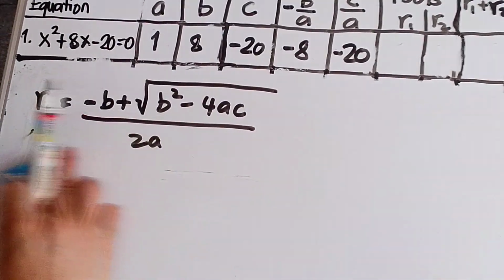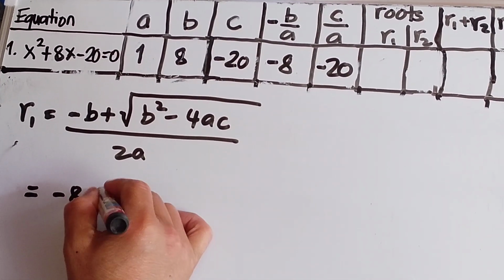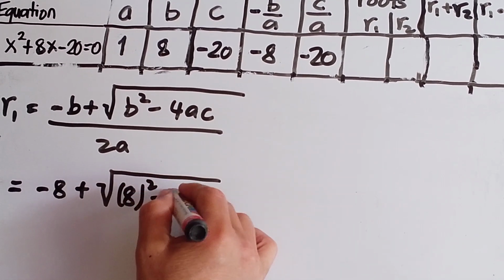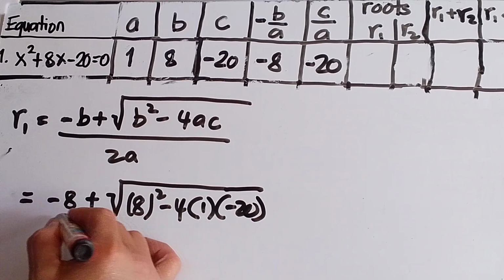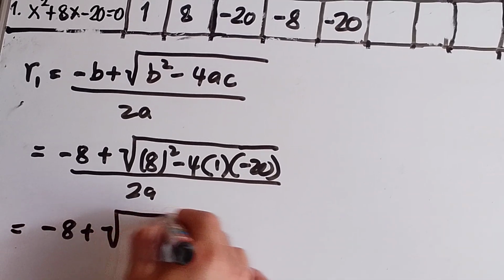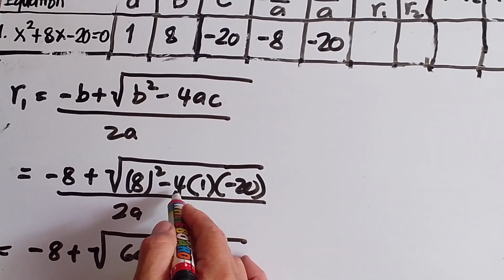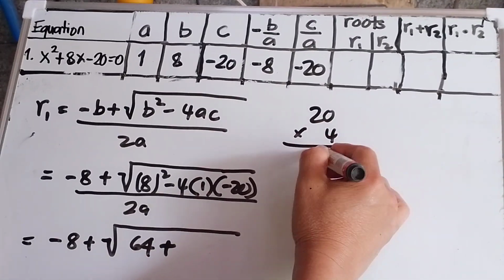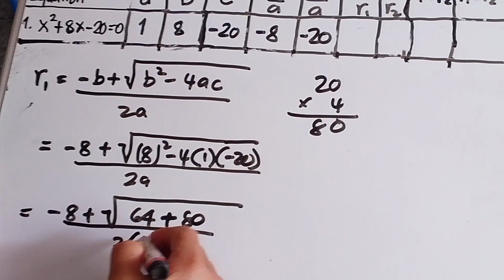So let us solve R1. Negative b is negative 8 plus square root of b squared, 8 squared, minus 4 times 1 times c, minus 20, all over 2a. So this is negative 8 plus square root of 64. Negative times negative, that will be positive. So 4 times 1 is 4 times 20. So 20 times 4, this will be 80. So this is 80 over 2 times 1.